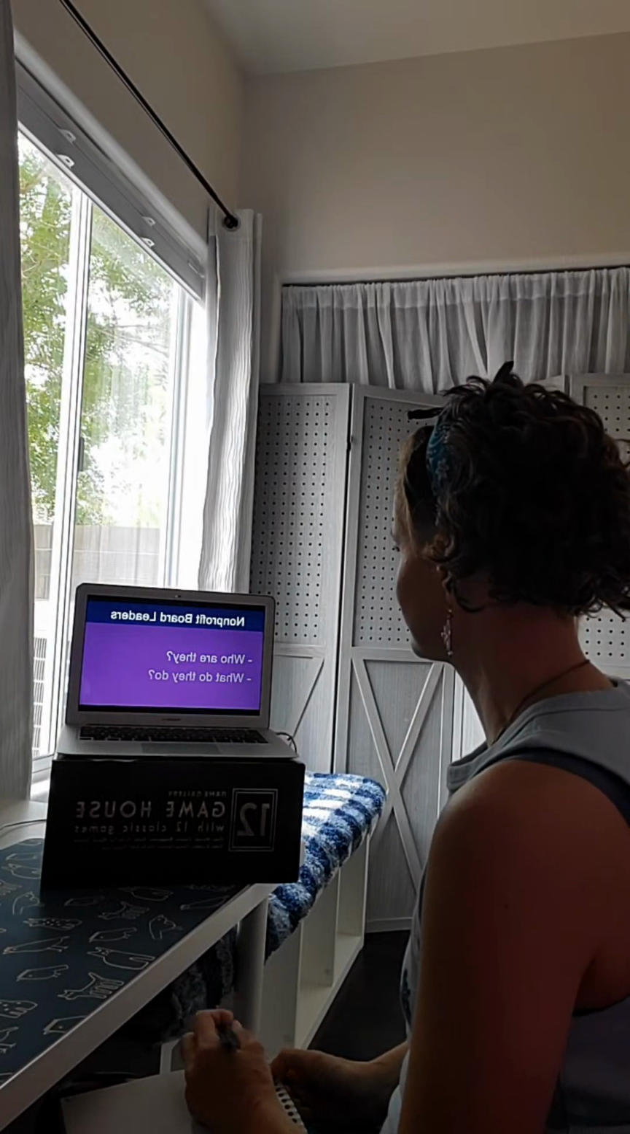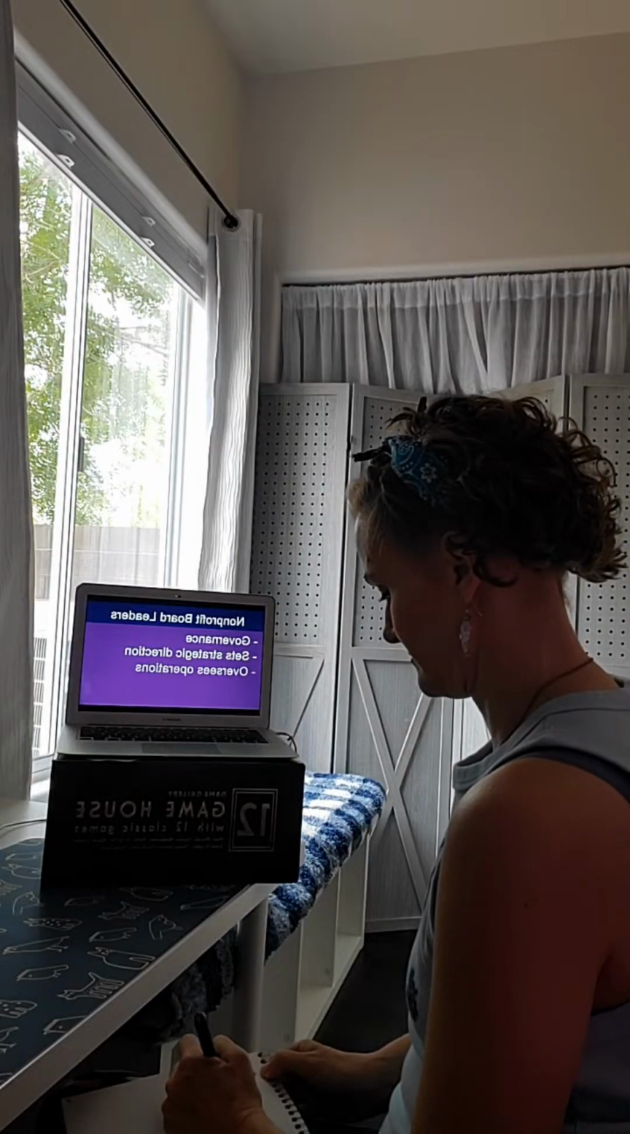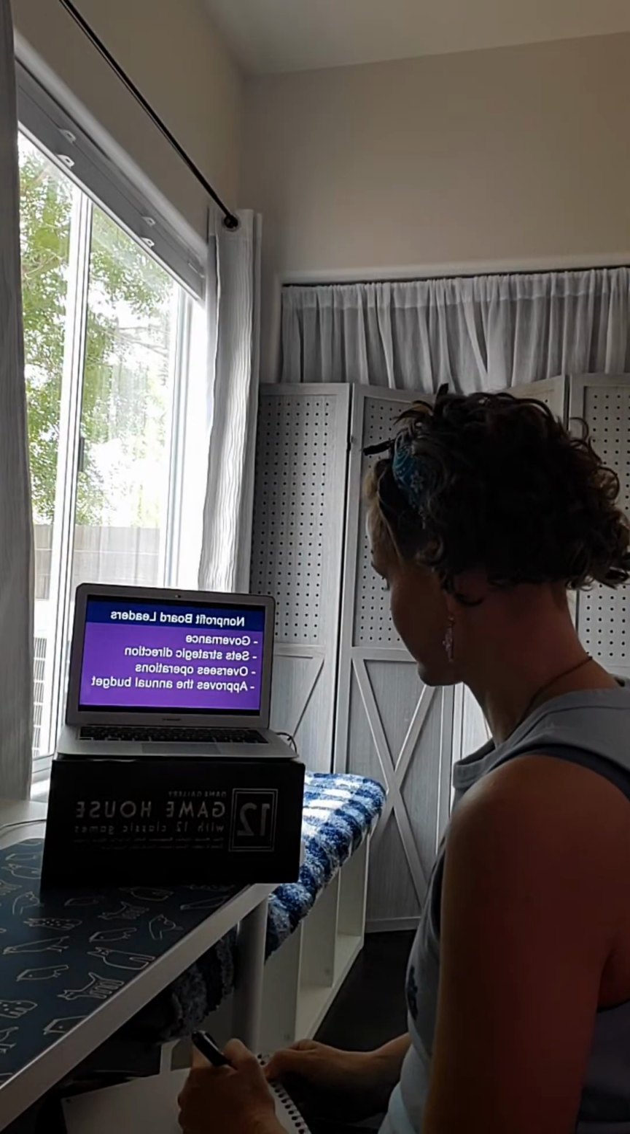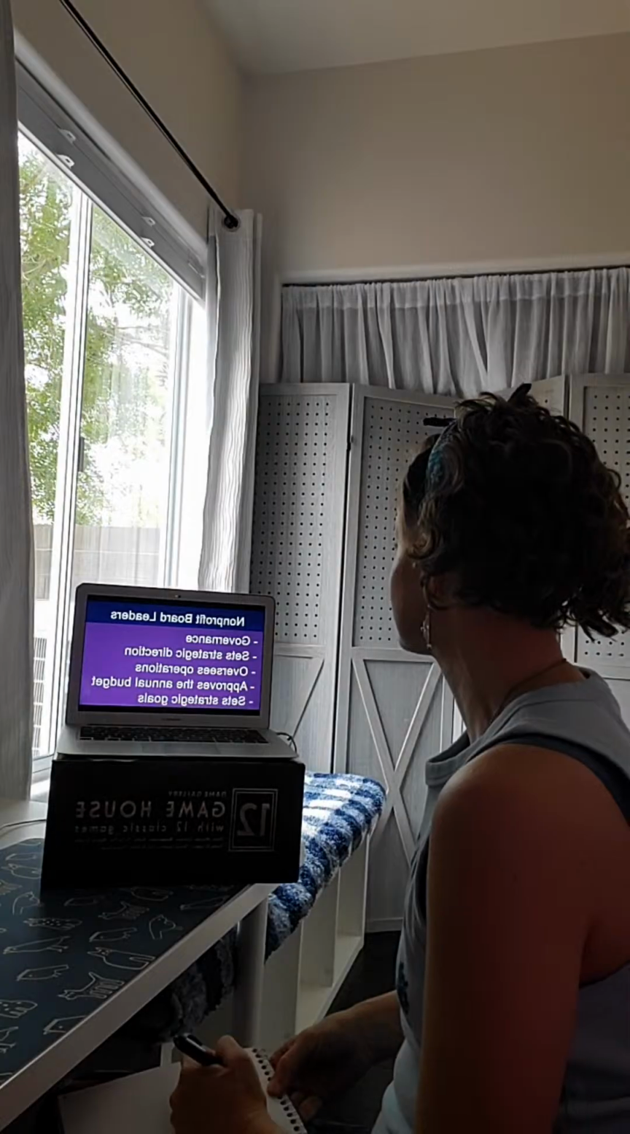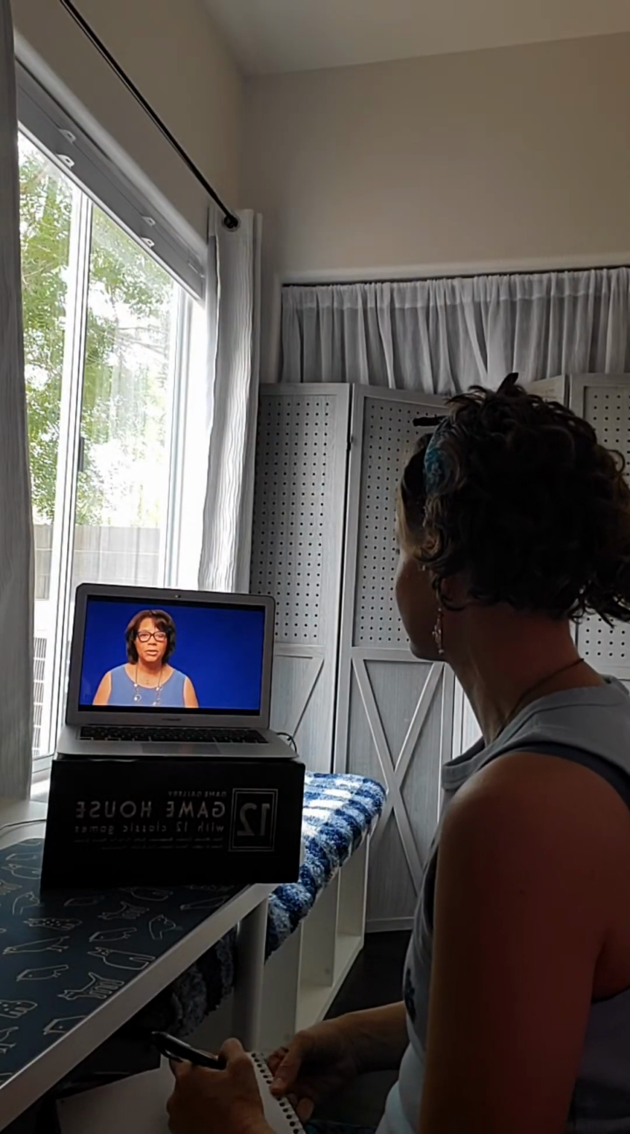The nonprofit board is tasked with governance. It sets strategic direction in support of the mission. It oversees operations, approves the annual budget, and sets strategic goals. The staff team makes tactical decisions and manages operations that help the organization achieve these goals.